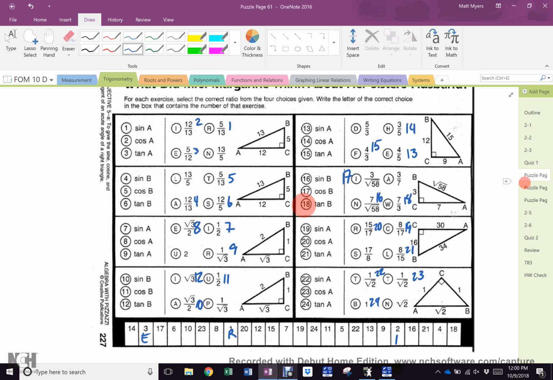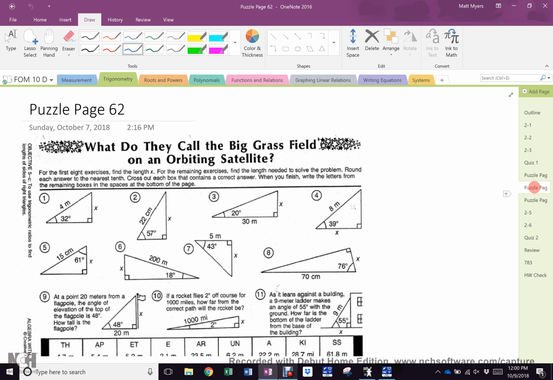Now, why did I give you this page and make you do the same thing a million times? Because that will help you. Now you should be able to look at a triangle after doing it 24 times in a row and find your opposites, adjacents, and hypotenuses. Right? You should be able to do it because I didn't ask you anything else. Just find them. Turn the page over.